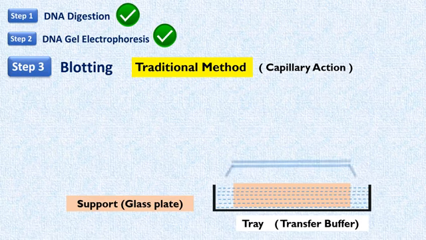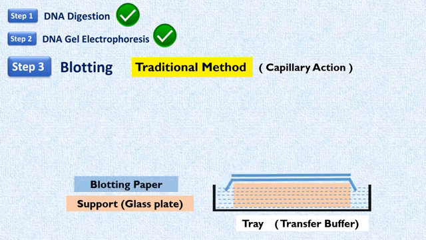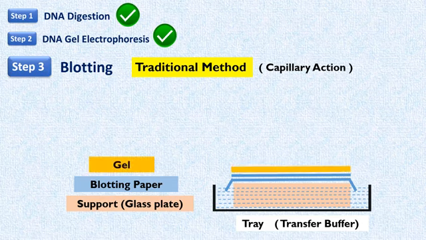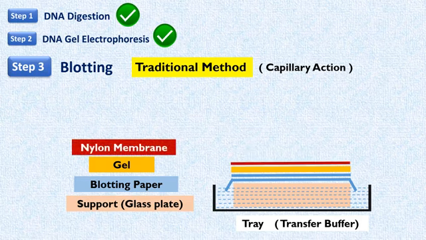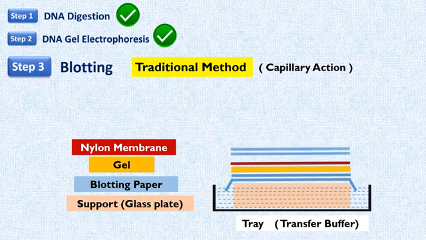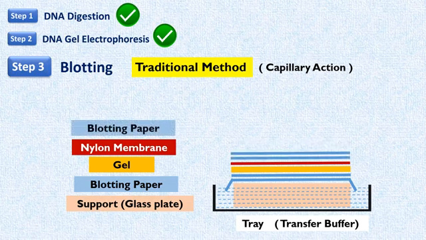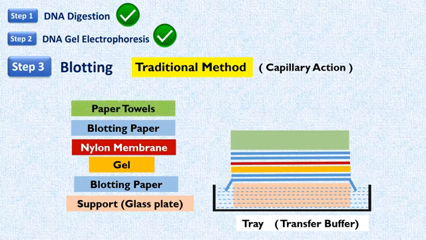Absorbent paper or blotting papers are placed on this support. These are placed such that they imbibe the buffer. They act as a wick. Next, the gel containing DNA is placed on top of it. A nylon membrane of the same size as that of the gel is placed over it. Again, a thick stack of blotting papers or absorbent paper is placed over the membrane. This is followed by 3 to 4 inches of paper towels.